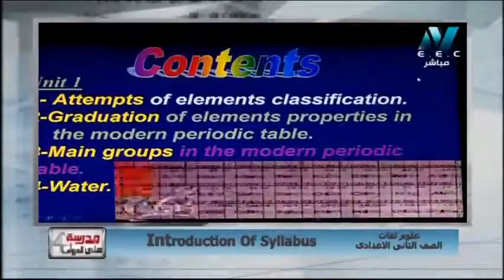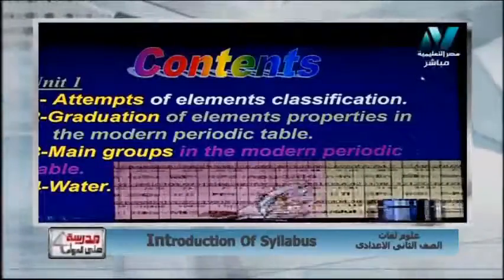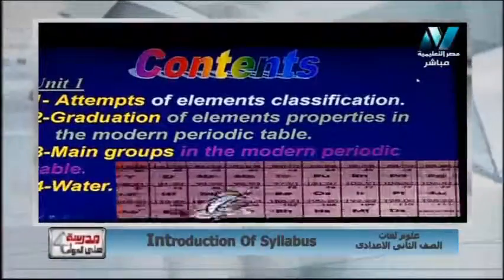So let's go to start to explain the introduction of these lessons here on the monitor as you see in front of you. Okay, we have the components or the contents of our lesson or the syllabus, as we have Unit 1, attempts of element classification أو محاولات تصنيف العناصر. Number 2, graduation of elements properties in the modern periodic table, تدرج صفات العناصر in the modern periodic table. Number 3, the main groups of the modern periodic table.